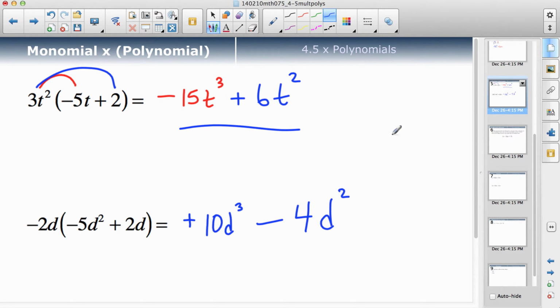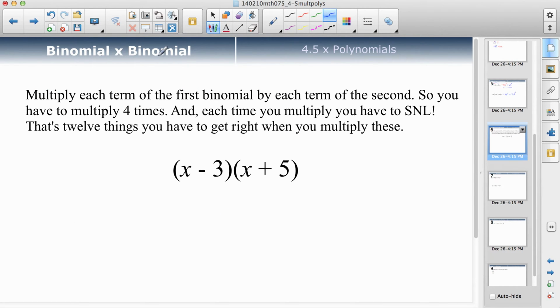Okay, you might want to practice some of those. Let's move on, though, to a binomial times a binomial. 2 terms times 2 terms. In this case here, it's the distributive property happening twice.